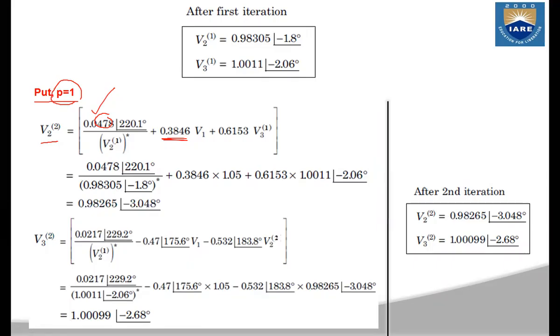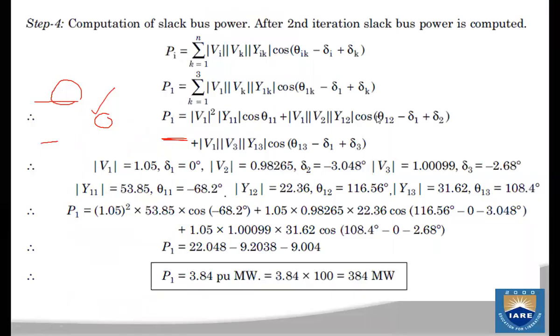Next, in problem B, you have to compute the real and reactive power at the slack bus. The slack bus is numbered as bus number 1, so you have to calculate P1 and Q1. Now step 4: compute the slack bus active and reactive powers.